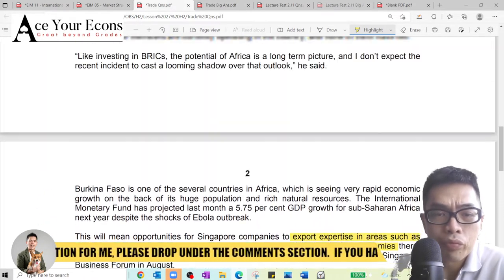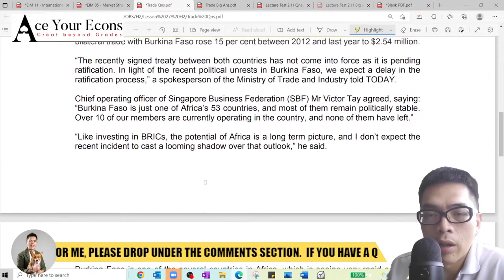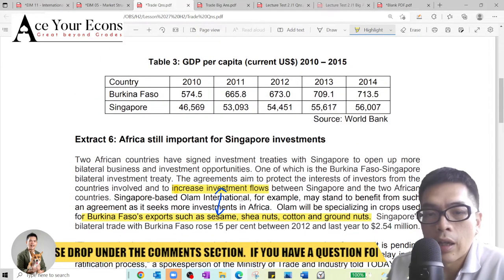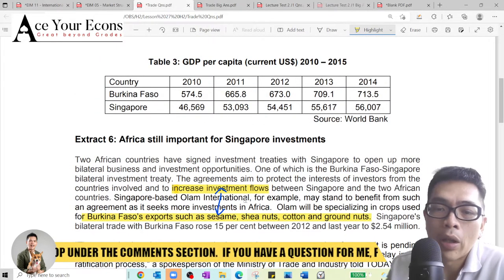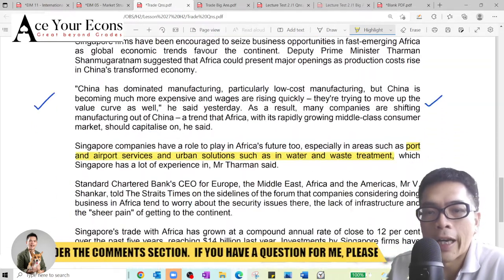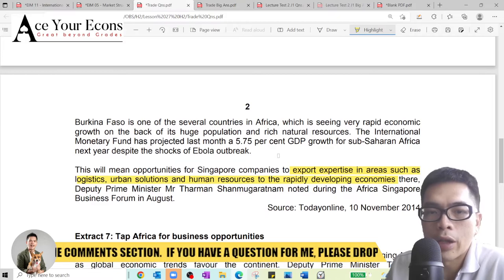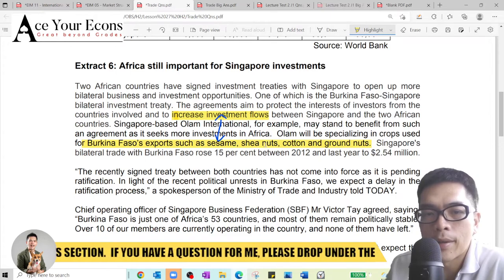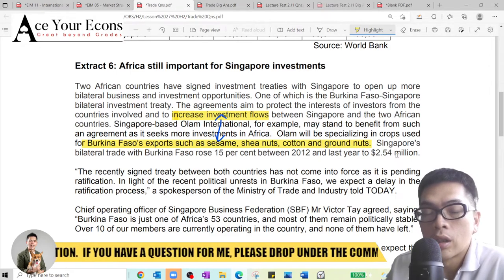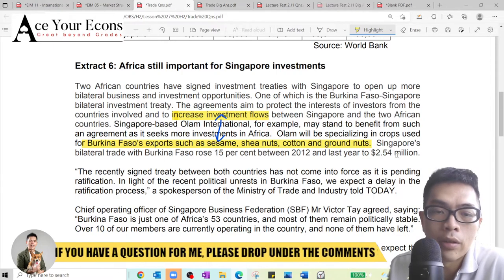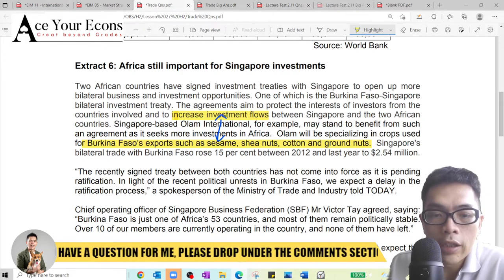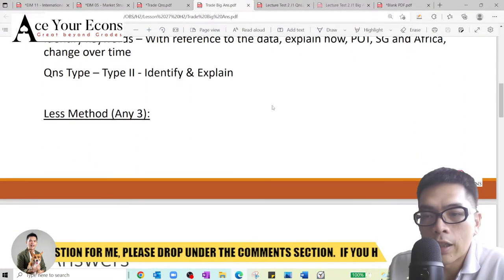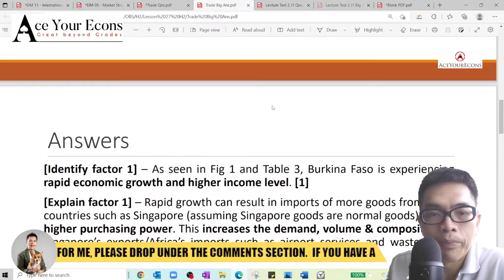Alright, so how are we going to identify which FITBIT factor to use? Obviously, we realize that these two countries stand to benefit when Singapore can export all these high-end services, port management and so on, to Africa. Africa potentially can export commodities such as sesame, shea nuts, cotton, groundnuts. So what could have explained this? We need to find FITBIT factors. Let's quickly rectify what we have identified earlier on, and if you have any factors, you can share with me.